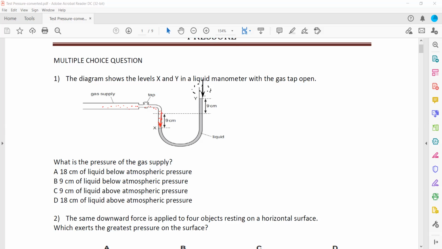Now first thing you have to identify, what about the gas pressure? Is it more than atmosphere or less than atmosphere? If it is more than atmosphere, we'll use the term the gas pressure is above atmosphere. If it is less than atmosphere, we'll use the term it is below atmosphere. So first thing, you have to identify whether it is more than atmosphere or less than atmosphere. So what about the gas pressure in this diagram? Is it above atmosphere or below atmosphere? Or it is more than atmosphere or less than atmosphere?